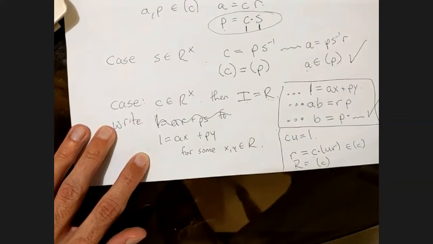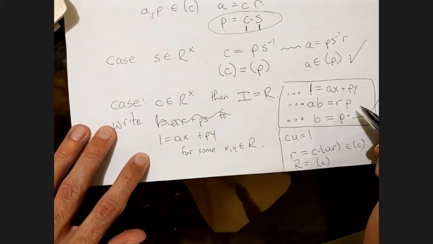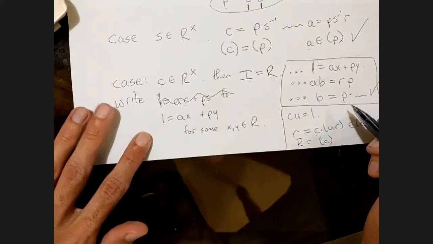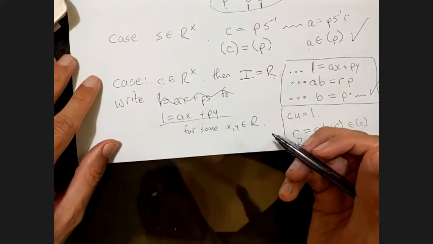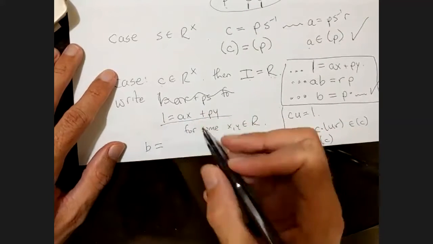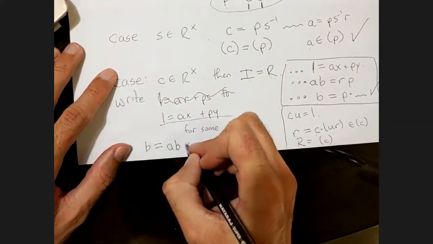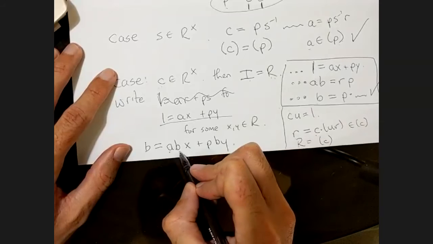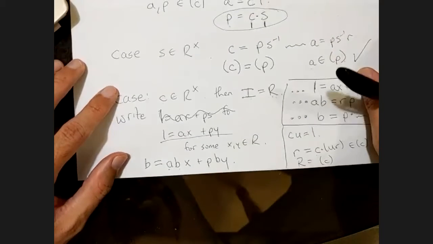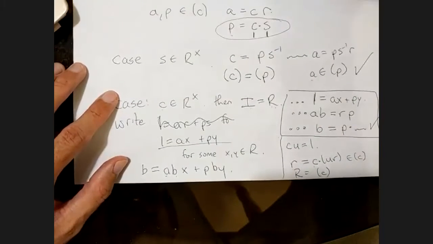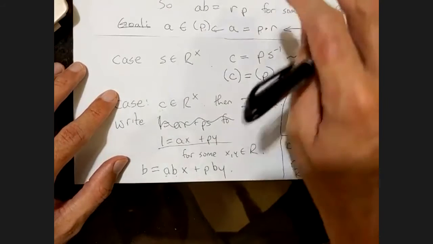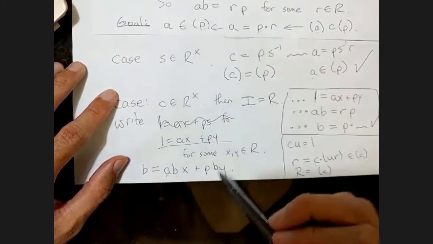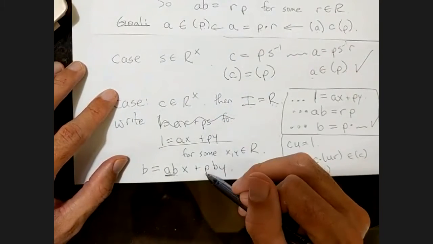And I want to use this to show that B is a multiple of P. This is a usual trick. We just multiply through by B. So we get B is equal to ABX plus PBY. Now A times B, we know that's a multiple of P. That was our original assumption, that AB equals RP. So this is a multiple of P.